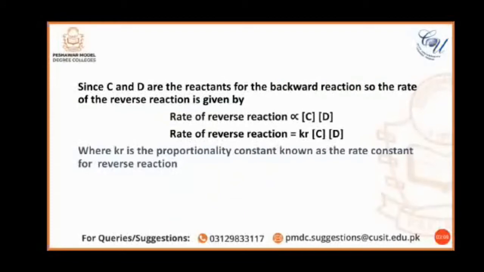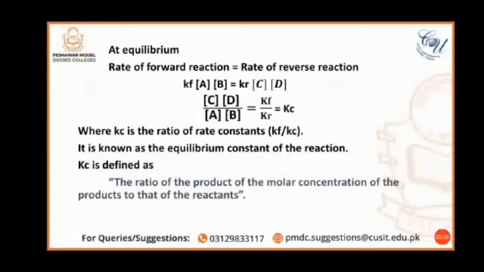Similarly, C and D are the reactants for backward reaction, so the rate of reverse reaction is given by: rate of reverse reaction is directly proportional to the molar concentration of C and D. By replacing the proportionality constant, Kr is the constant for reverse reaction, where small r represents reverse reaction. If the reaction is at equilibrium, the rate of forward reaction must be equal to the rate of reverse reaction.